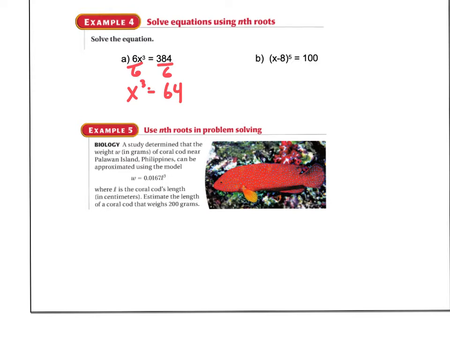I need to get rid of an x to the power of 3, and to undo that power of 3, we cube root it. But we have to do it to both sides. So I'm going to cube root the left side, and I'm going to cube root the right side.